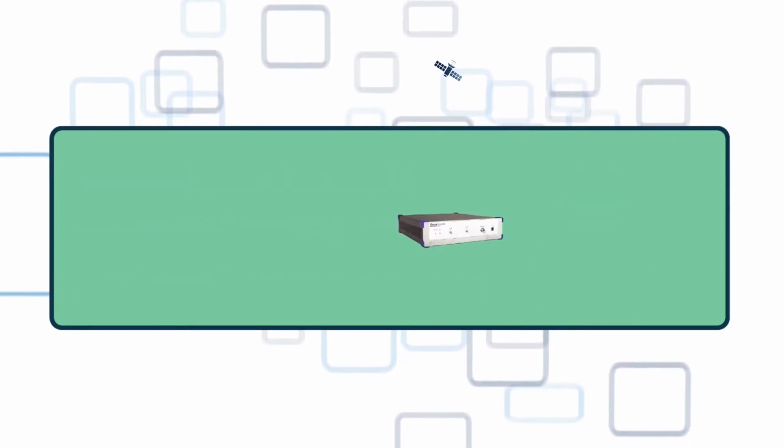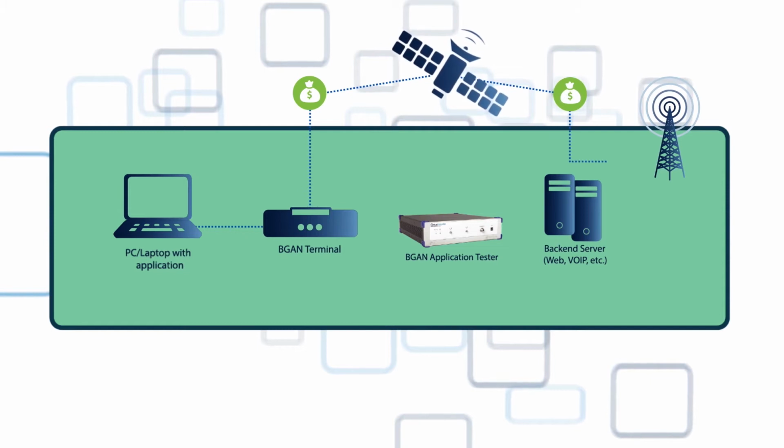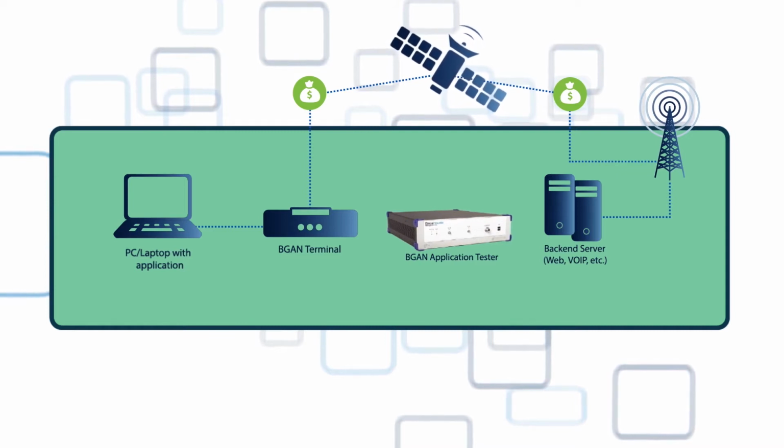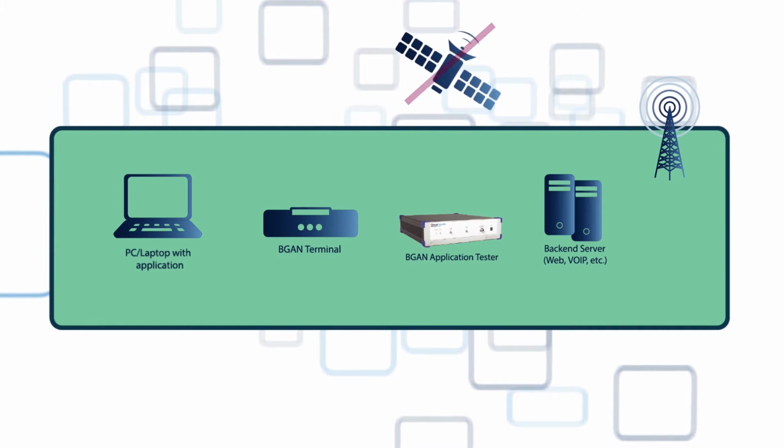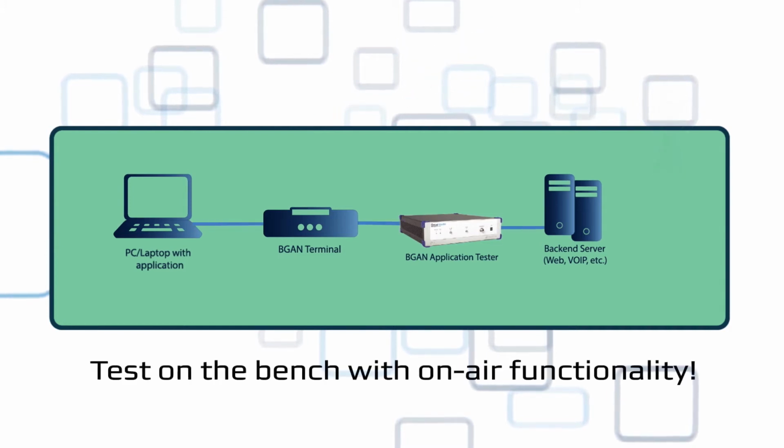With the BGAN application tester, you can now test on the bench with on-air functionality. Here you see a typical application test using the live BGAN network as the data connection. With the new BGAN application tester, there is no need to go on air. You are now able to test any scenario, anytime, and anywhere you want. The use of expensive airtime, traveling, or inconvenient testing times is no longer necessary.